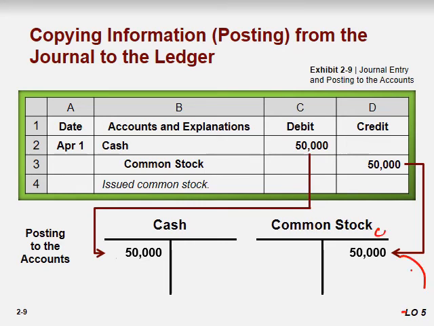Why is there no CR or DR here? Because we assume that now you know all the information regarding the T account, that the left side is called debit and the right side is called credit. Even if you don't write the word here, accountants automatically understand that the right side is credit and the left side is debit.